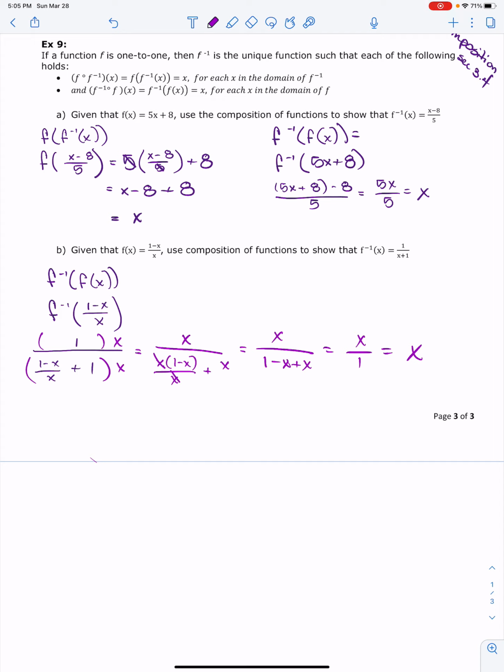What I would suggest is if you do it one direction and you're not getting what you think you should get, then go ahead and try it in the reverse direction just to confirm they are inverses, and then come back to your original composition and see if you can figure out where the mistake is. And that is it for section 3.7.